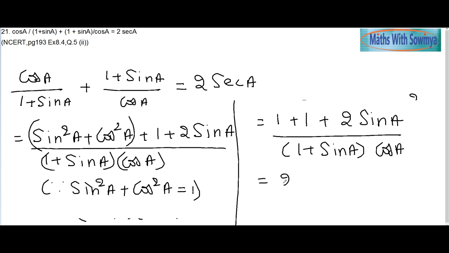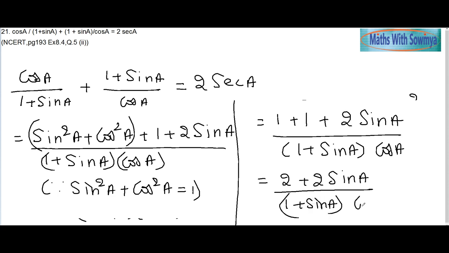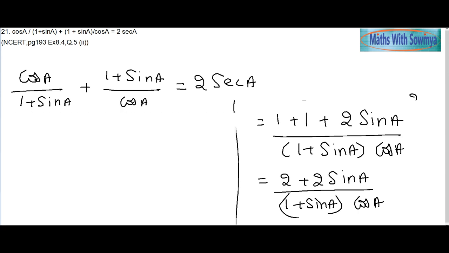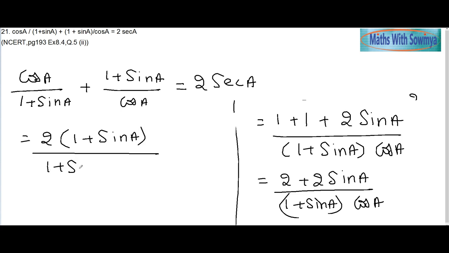This will give us 1 plus 1, 2, 2 plus 2 sin A divided by 1 plus sin A into cos A. 2 can be taken common factor here. So, on taking the 2 common factor, we will end up with 2 into 1 plus sin A, divided by 1 plus sin A into cos A. 1 plus sin A, 1 plus sin A, you cancel.